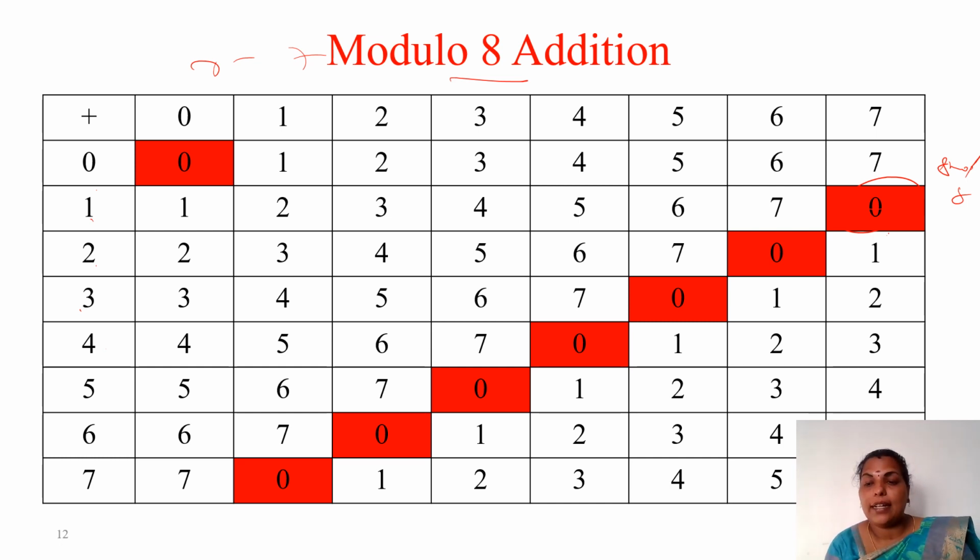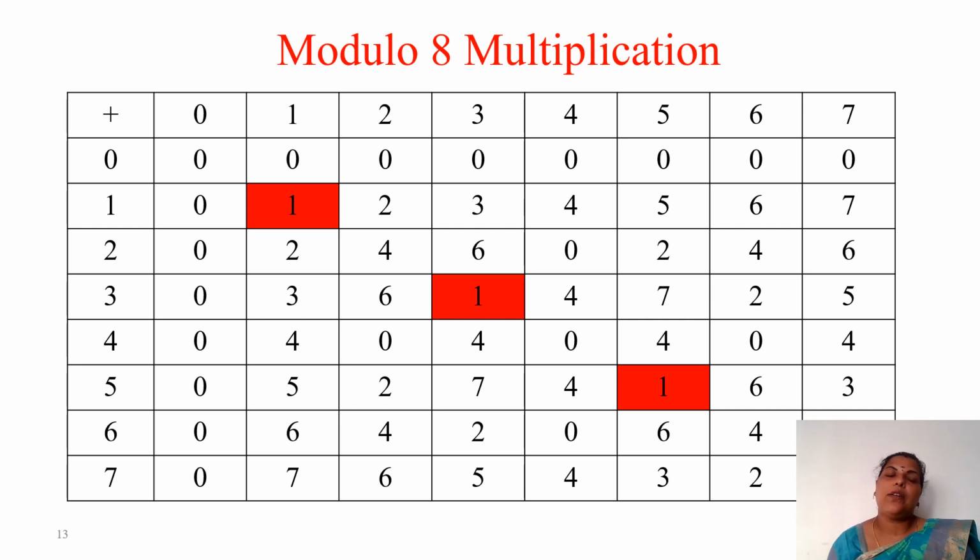Suppose we are getting 1 in the multiplication, then the multiplicative inverse exists. Let us see that. Here you see modulo 8 multiplication. So here we are having 0 to 7 in the row as well as column because it is a modulo 8 multiplication. Then we have to perform multiplication. 0 into 0, 0. 0 into any number is 0. So this row is fully 0. Then 1 into any number is that number. So 1 into 1 is 1. So here we are having the multiplicative inverse.